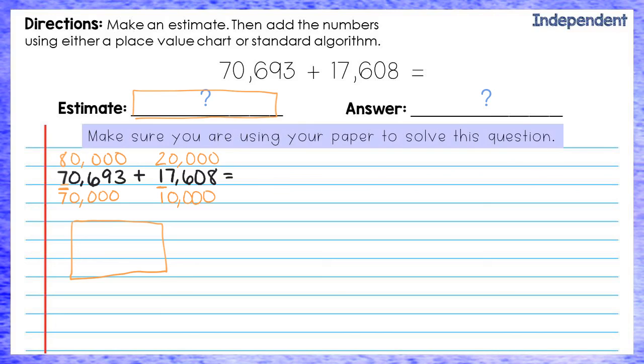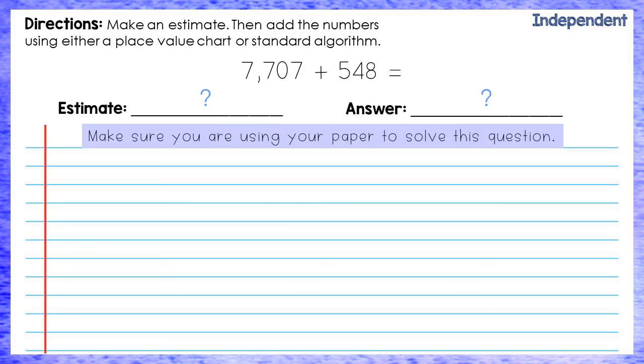Okay, so you need to add 70,000 plus 20,000, and then your answer will go here. Then you can solve the problem using standard algorithm or a place value chart and get your actual answer. And the reason that we must estimate is so that we know when we added, if it is correct. Estimating is a strategy we use a lot in real life.